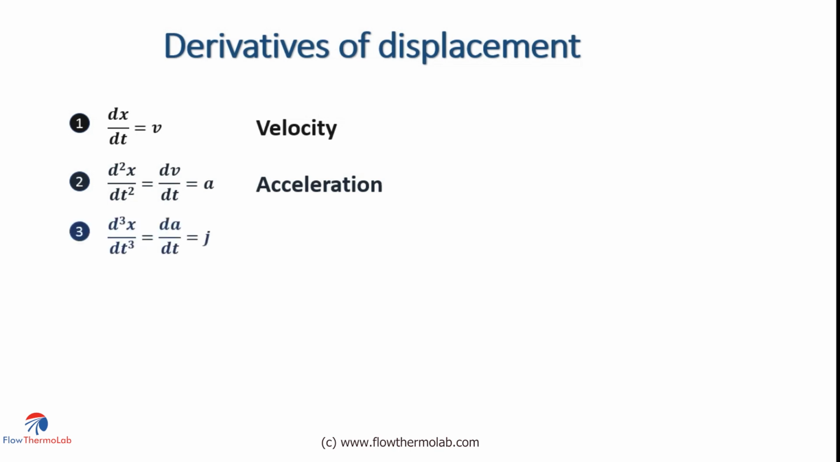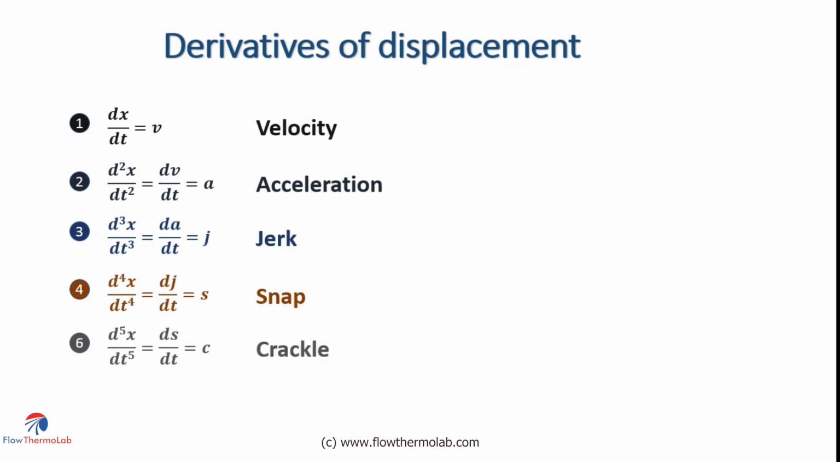Now what if we take the third derivative of displacement? That is the rate of change of acceleration. It is known as jerk. And it doesn't stop there. The fourth derivative of displacement is called snap. The fifth derivative of displacement is called crackle. And the sixth derivative is called pop.